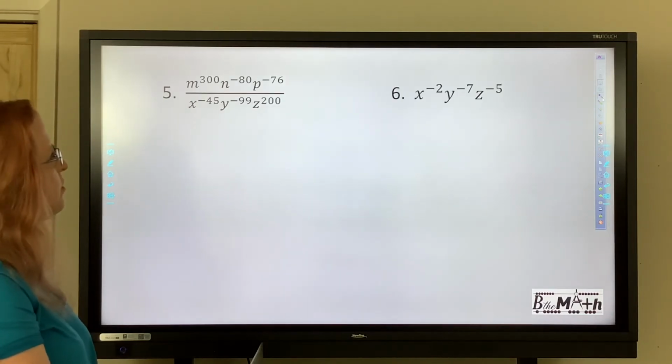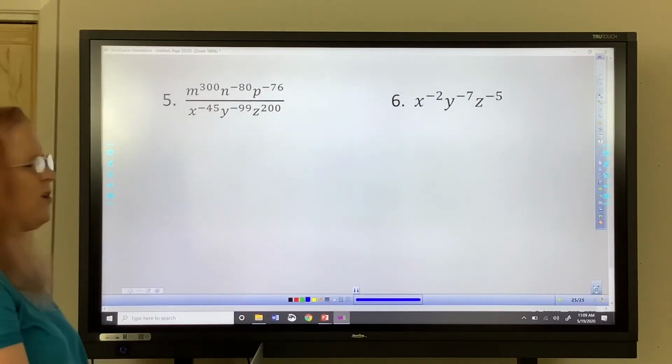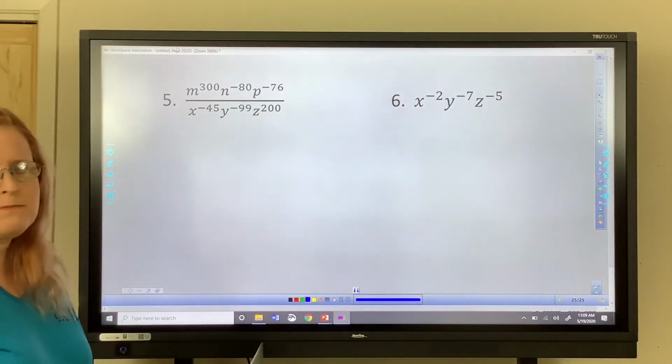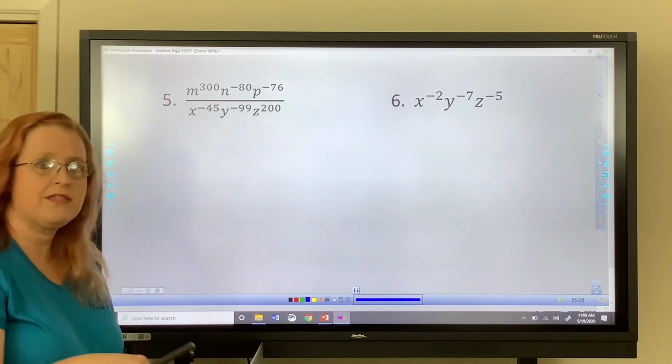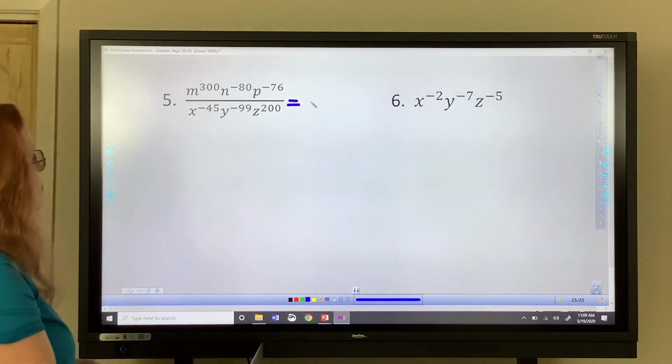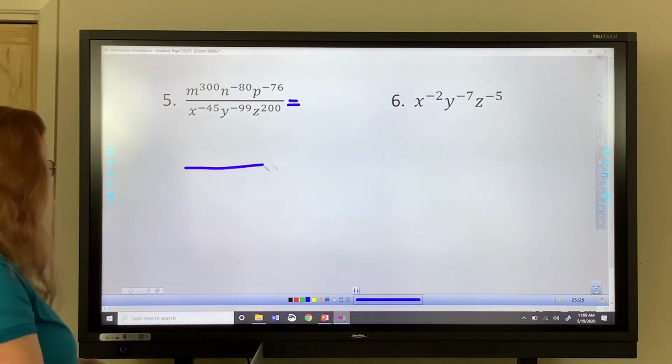Multiples here. Ooh, big numbers. It doesn't matter what the numbers are, guys. It is just telling whether they're in the top or the bottom. I'm going to put this down here for space.